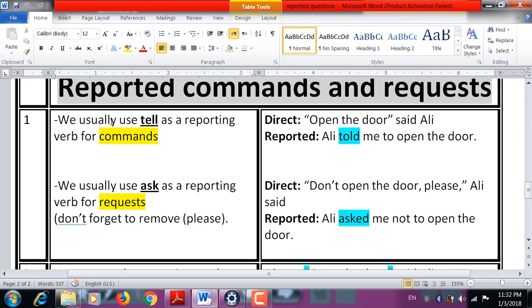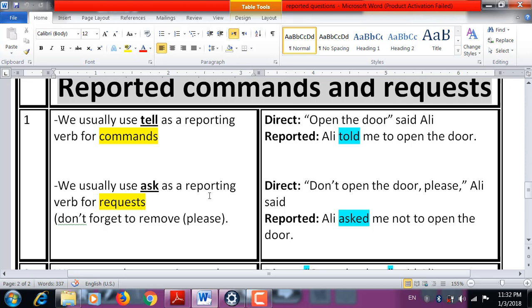First of all, we usually use tell as a reporting verb for commands. So if we have a command, we use tell. For example, open the door, said Ali. So we say Ali told me, because it's a command. We start with the verb here and we don't have please. So we say Ali told me to open the door.